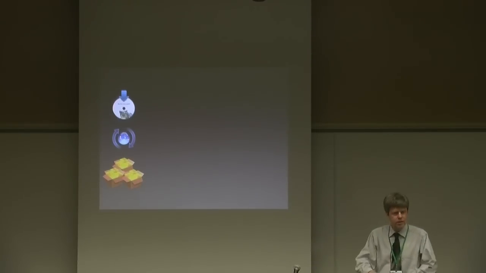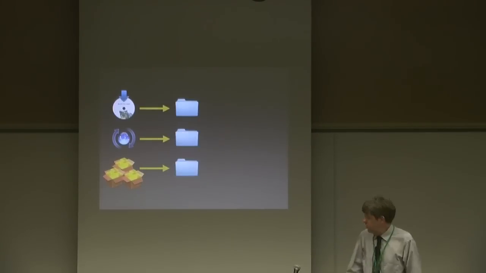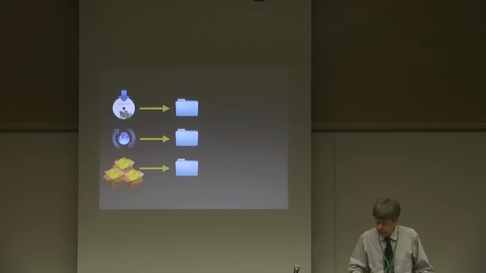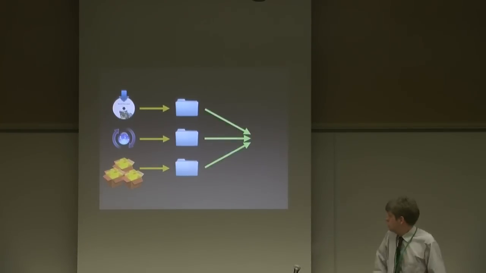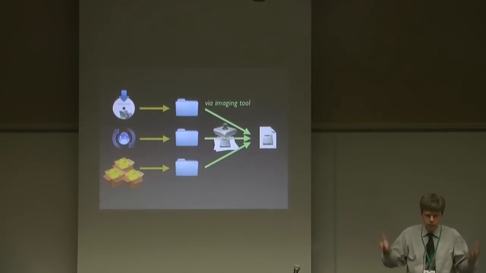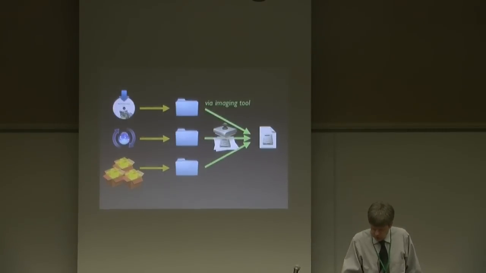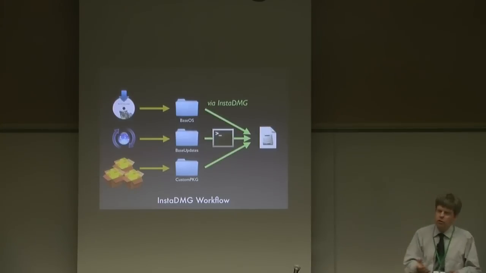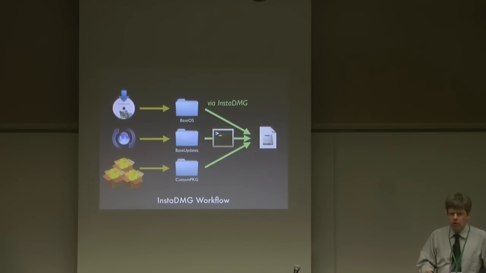So let's just review this. We've got the operating system, the software updates that come with the operating system or anything that's installed with the OS, and then a bunch of packages. We then collect them in some way, shape, or form. I've just used folders here. But we collect them, and then we use an image utility of some sort to create a bouncing baby disk image. So here's how it works, the tool I use, which is InstaImage, and you'll hear it called InstaDMG. I have trouble pronouncing InstaDMG.